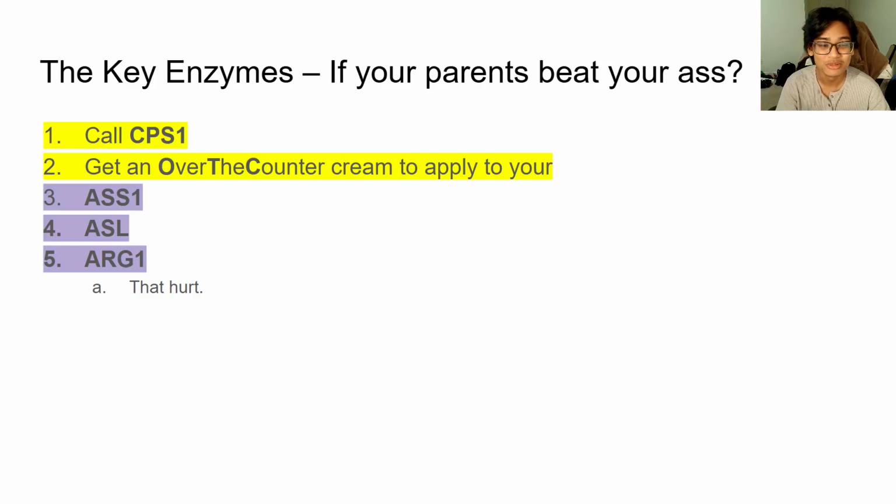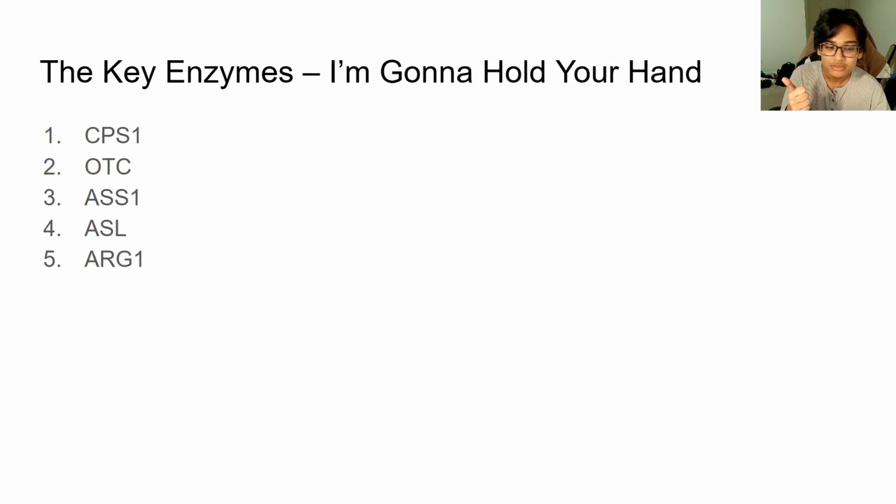Now, this is the stupid mnemonic that I've created. If your parents beat your ass, you're gonna call CPS, you're gonna get an OTC cream, an over the counter cream to apply to your ASS, and then the last two you're on your own, okay? ASL and ARG. Arg, like, it hurt to get my ass beat. I don't know. Whatever helps you remember the last two. I don't care.